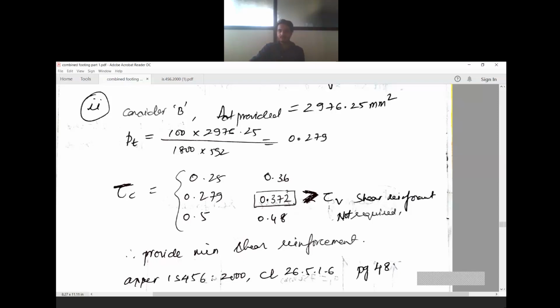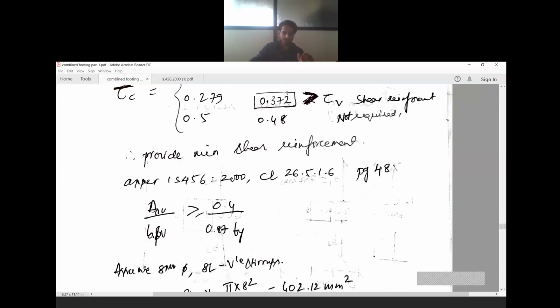It is higher than 0.26. So tau C, the strength of the foundation, is higher than the shear stress. Shear stress applied is 0.26, shear strength is 0.37. So shear stress up to 0.37 is applicable. Hence shear reinforcement is not required under column B as well.